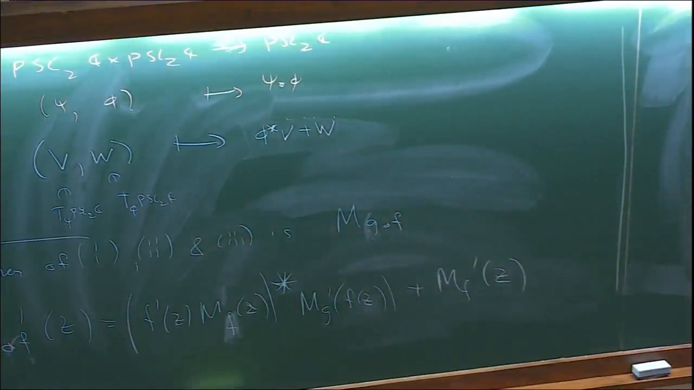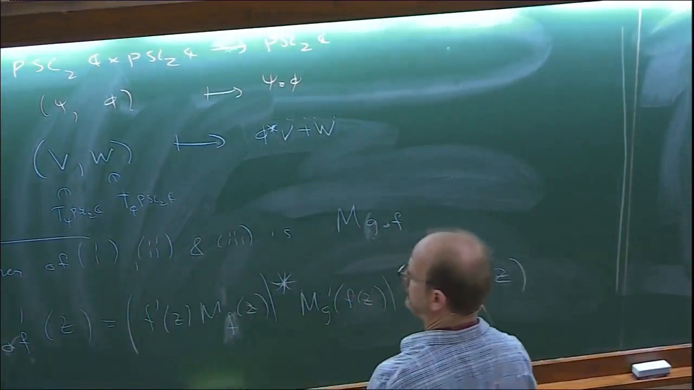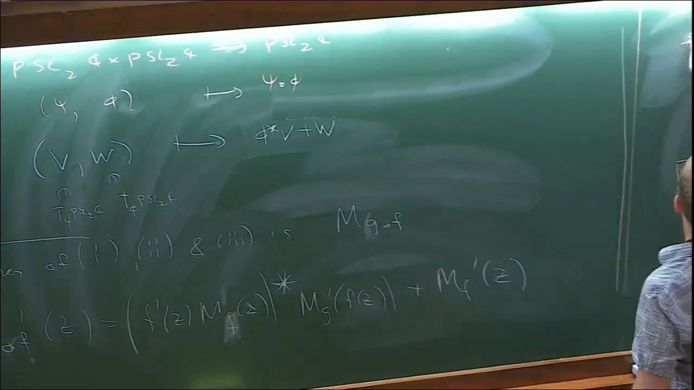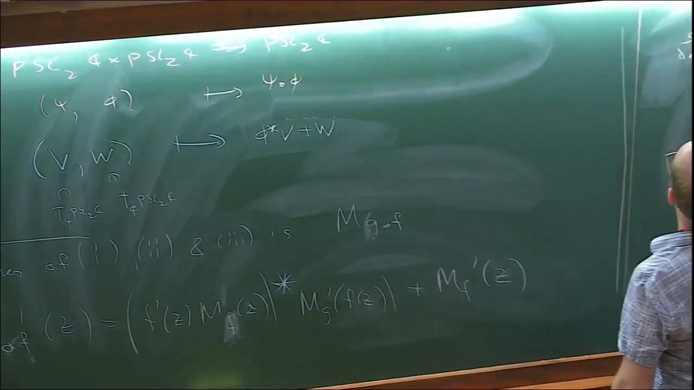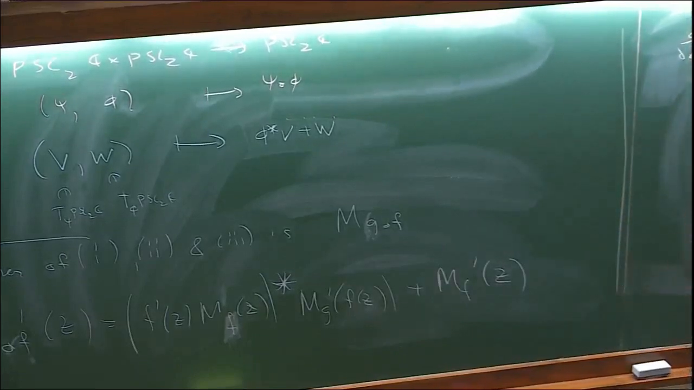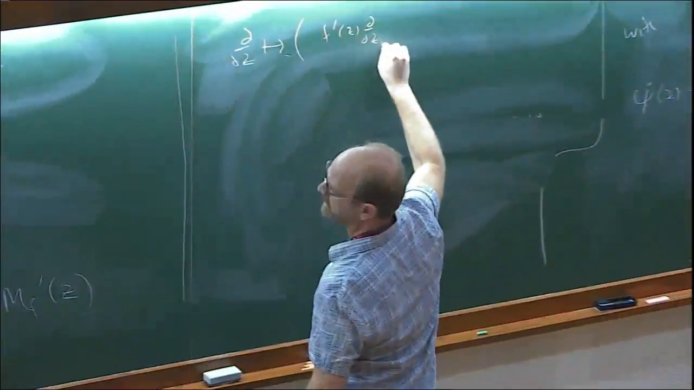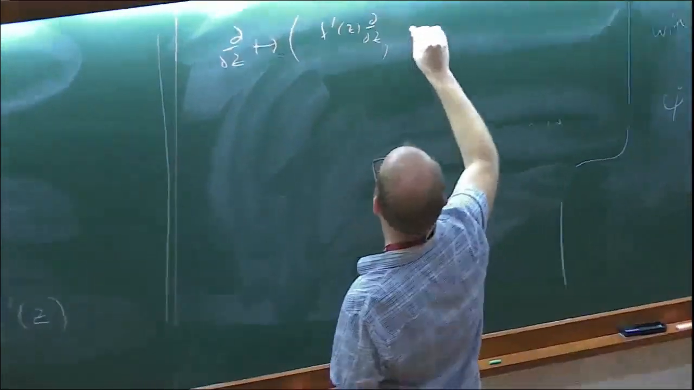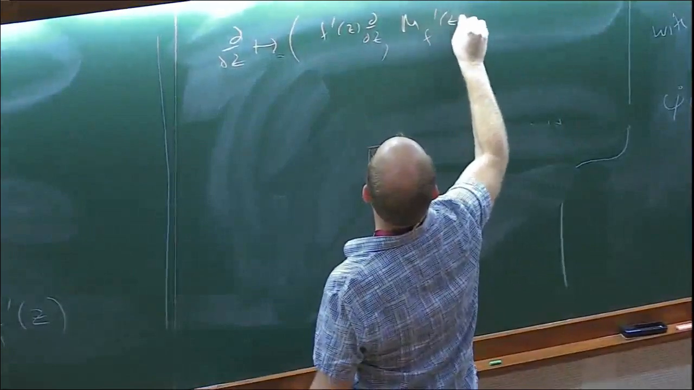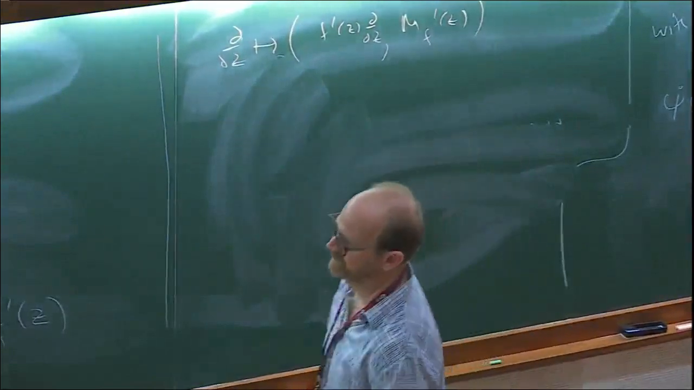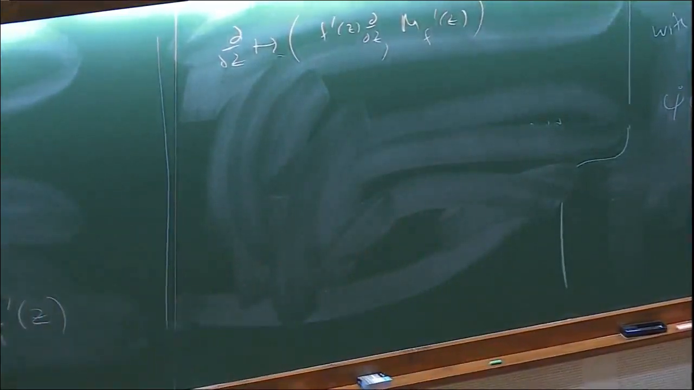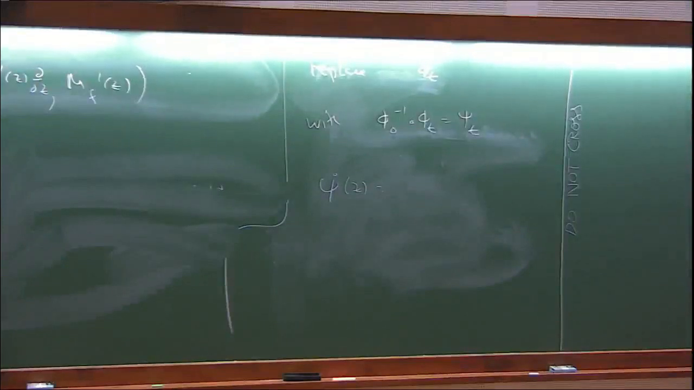Okay, so we want to see where ddz goes. So let's follow this composition and see where it goes. After the first map, ddz goes to f prime ddz, and then the other term is M f prime of z. Now we want to apply the second map. So the term on the left is f prime ddz. The term on the right is this M prime of f.